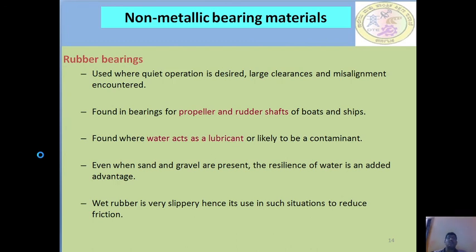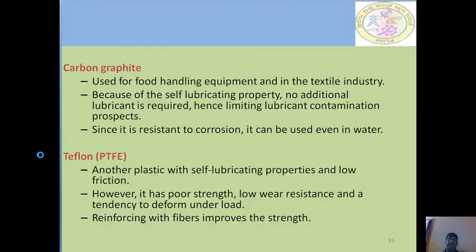Rubber bearings come under non-metallic bearing materials. These are used where quiet operation is desired, with large clearance and misalignment. They are found in bearings for propeller and rudder shafts of boats and ships, where water acts as a lubricant or is likely to be a contaminant. Wet rubber is very slippery, hence its usage in such situations can reduce the friction.